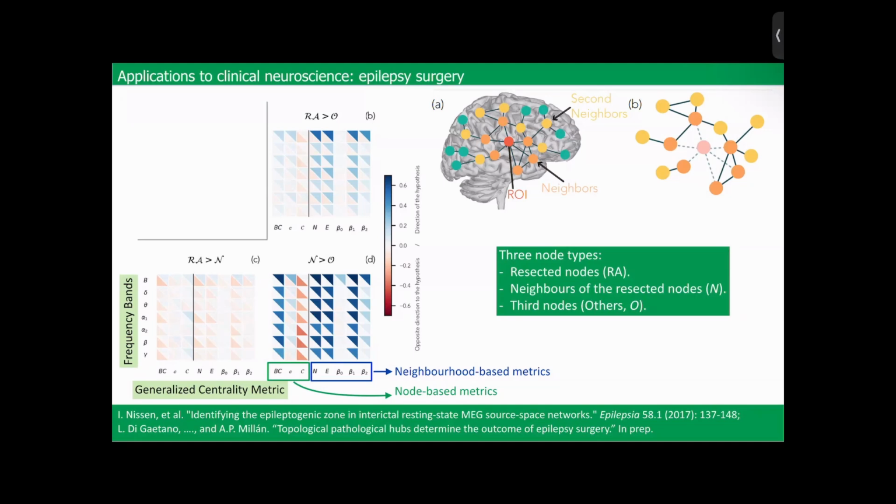And this result actually tied very well with previous findings that, we find that for some patients the resection area is a hub, but not for others, so it's not very clear what's happening. Well, it turns out that if you consider this three-partition, if you split the nodes that are not resected into the neighbors and the rest, then things become much more clear.